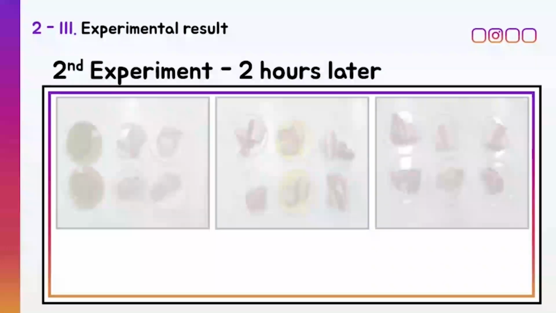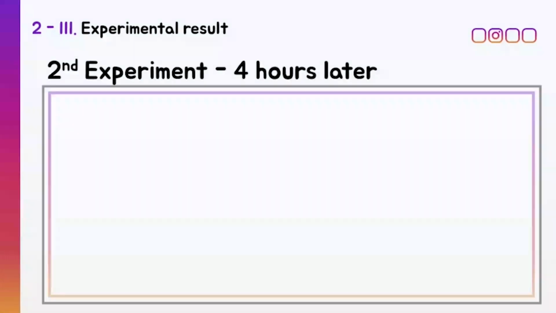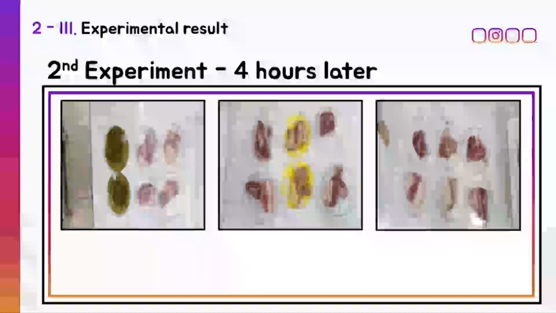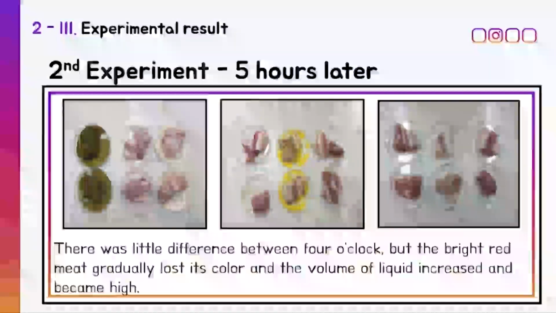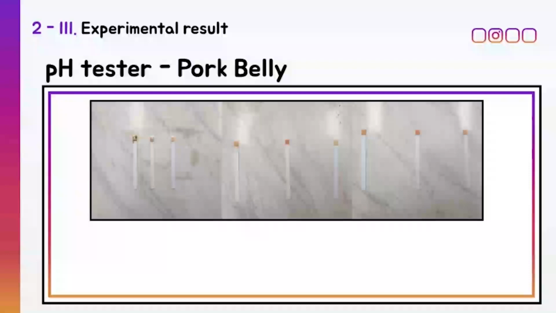And 2 hours later, almost all the meat was liquid and began to stink. 3 hours later, the smell of meat was stronger around us. 4 hours later, with a tremendous stench, flies swarmed around in great numbers. 5 hours later, there was little difference from 4 hours, but the bright red meat gradually lost its color, and the volume of liquid increased. This is the pork neck's pH. This is the pork belly's pH.